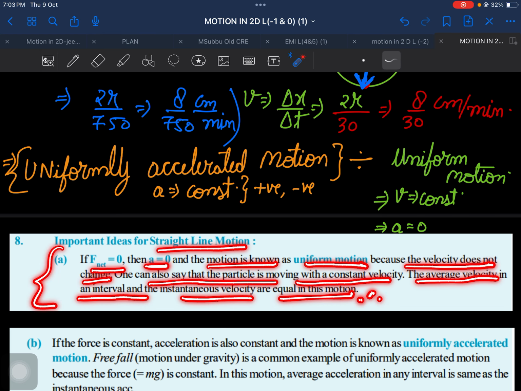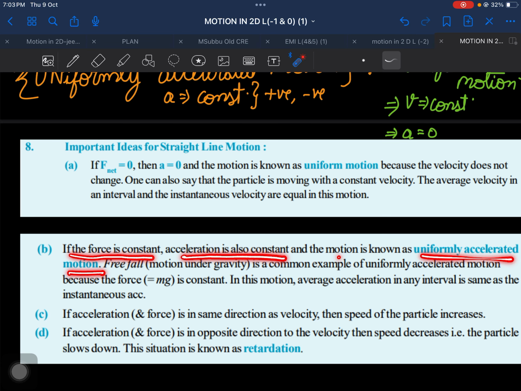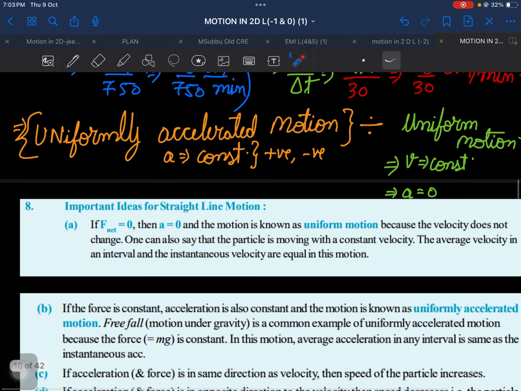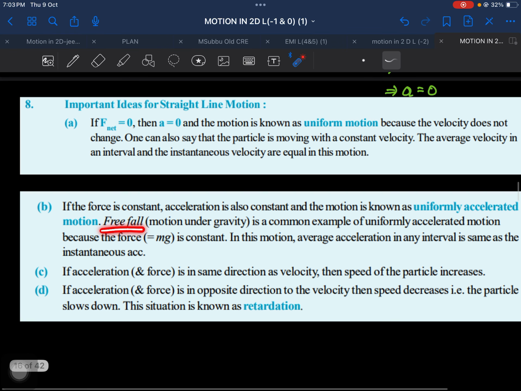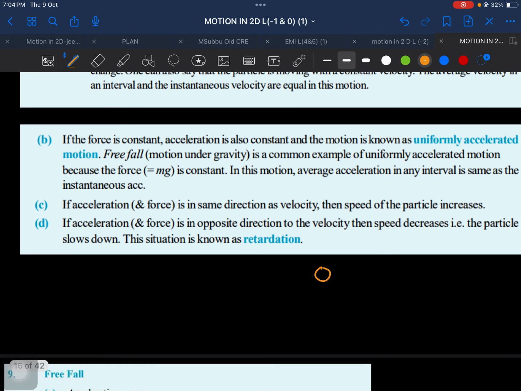Velocity is constant, right? And what do you mean by uniformly accelerated motion? So if force is constant or acceleration is constant, then the motion is said to be uniformly accelerated motion. What is the example of this uniformly accelerated motion? Yeah, freely falling body. Suppose you have a ball here, and you drop this ball. What will happen? This is your earth. This ball will come down, right?